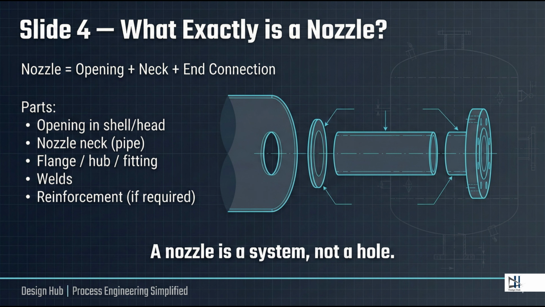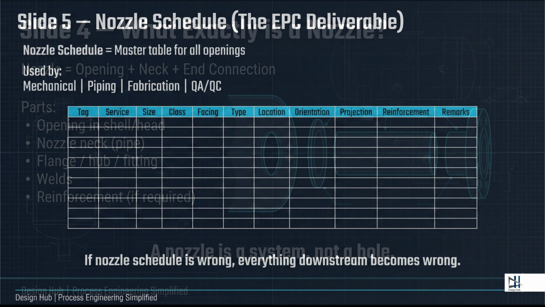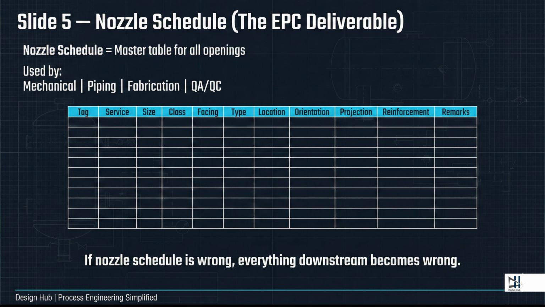A nozzle is not just a hole. It includes the opening, the neck pipe, the end connection, and the weld details. And if reinforcement is required, we add metal around the opening by using shell excess thickness, nozzle neck thickness, or a pad. In EPC, nozzle schedule is non-negotiable.